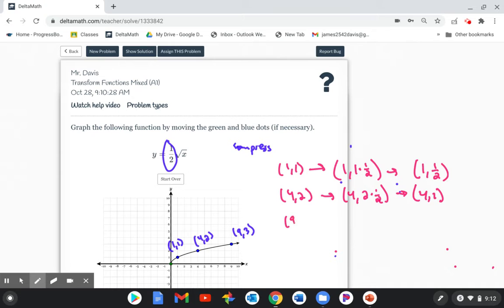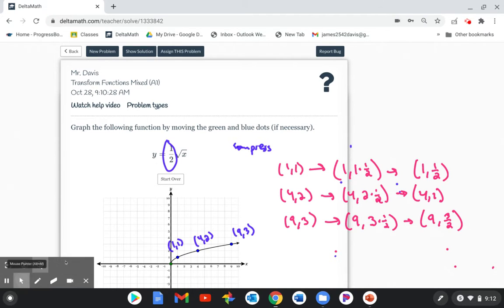The last one was (9, 3). So that becomes (9, 3 times a half). So that becomes (9, 3/2). So what we need to do is move these points. Now, like I said, you only have to move one of them.